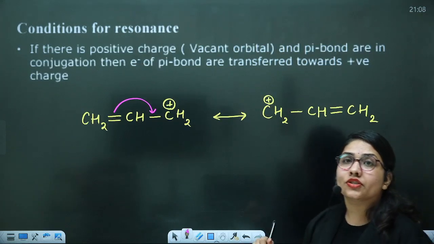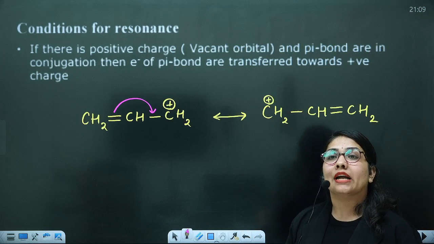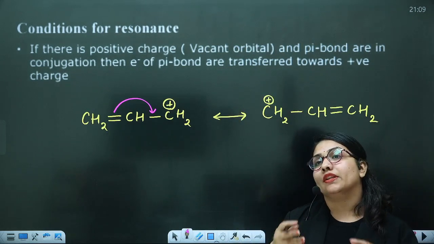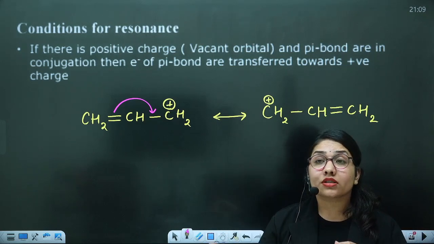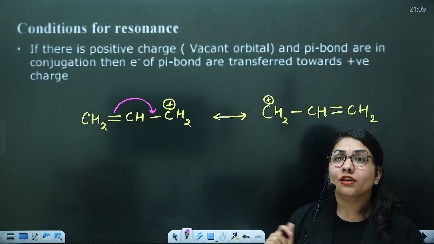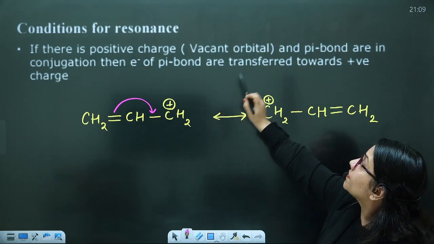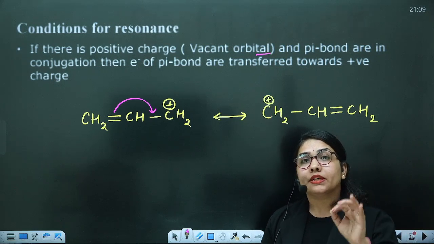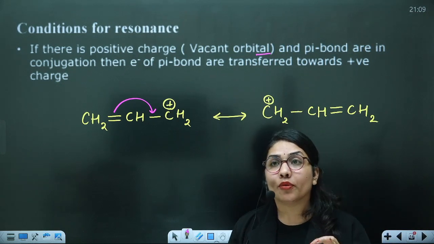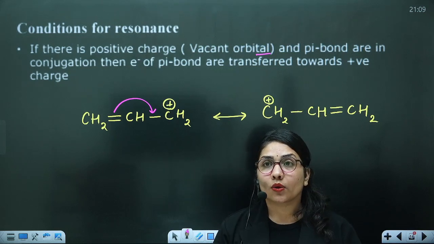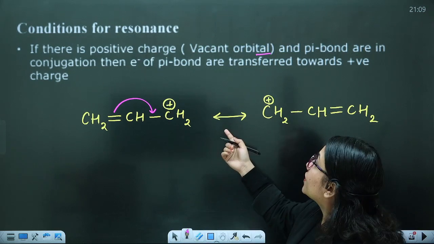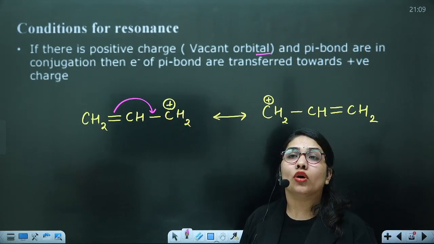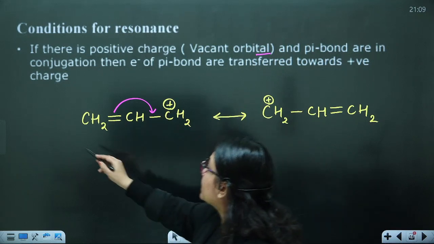Come to the 3rd condition. If there is a positive charge, that is called a vacant orbital. Why is it called a vacant orbital? Because a positive charge comes when the electrons are lost, and if the electrons are lost, obviously the orbital will be vacant, okay. So the positive charge, the vacant orbital, and the pi bond are in conjugation. Now see, you have to understand the word conjugation properly, because everywhere we are using this word, okay. So if the conjugation is present between the positive charge and the pi bond, then also the molecules can show the resonance, okay.